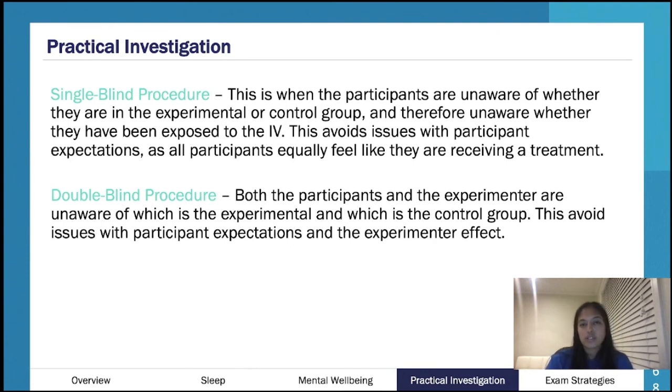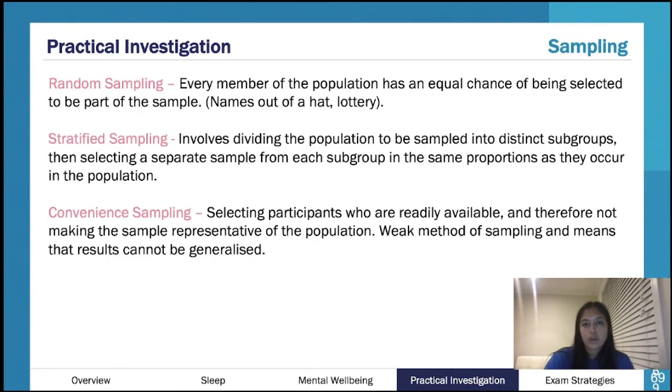And so double blind is obviously the best option, because otherwise, again, participants, if they know what group they're in, they'll influence it. If the experimenter knows, they'll influence it as well. So sampling, so you can have random, stratified, or convenient. So random, it's just random. Stratified is based on the proportion.